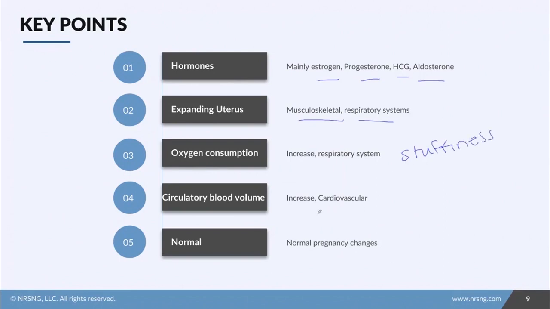And then our circulating blood volume increases, right? It goes up. Those are cardiovascular changes that occur. For this, hypotension is very common, as well as anemia. And then normal is the last thing, right? All these changes are normal pregnancy changes, and we just need to help the patient be aware and then manage symptoms as we can.